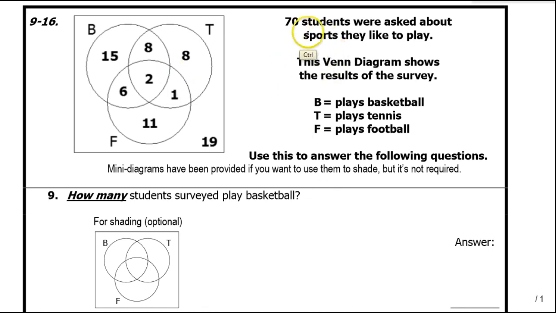So let's get started. 70 students were asked about sports they like to play. This Venn diagram shows the results of the survey. B equals plays basketball, T equals plays tennis, and F equals plays football. Use this to answer the following questions. Mini diagrams have been provided for you if you want to shade them, but it's not required. So, the first question is, how many students surveyed played basketball?